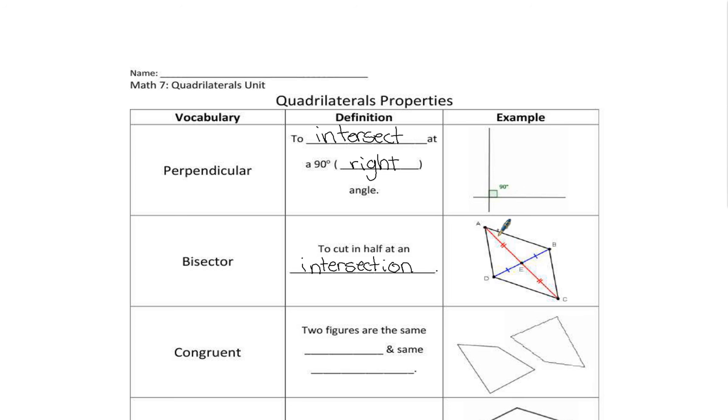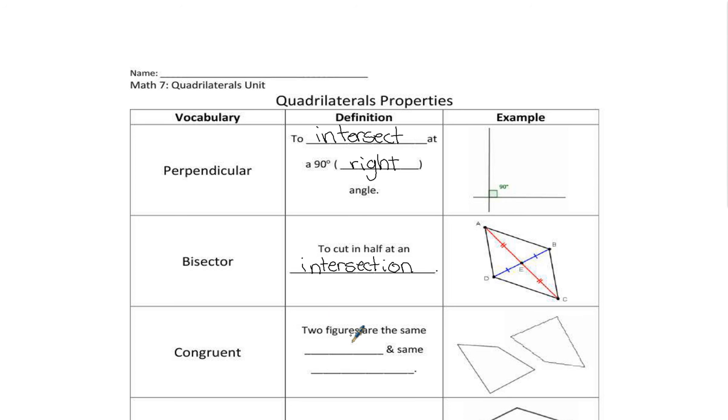So over here we have our bisectors. They're cutting our shape in half, and there's this intersection. So here's a bisector and here's a bisector. And each side of that bisector is congruent. They are the same length. And this isn't always true, but can be true with a lot of shapes.